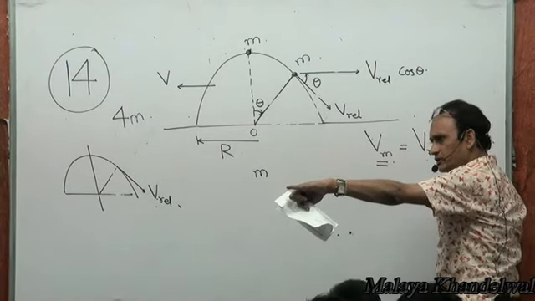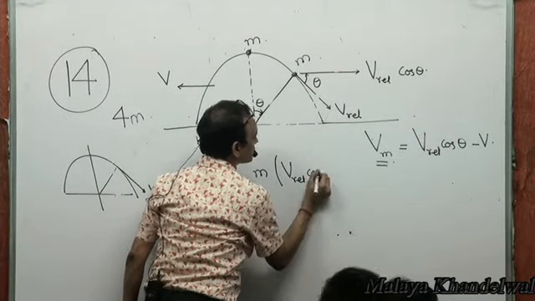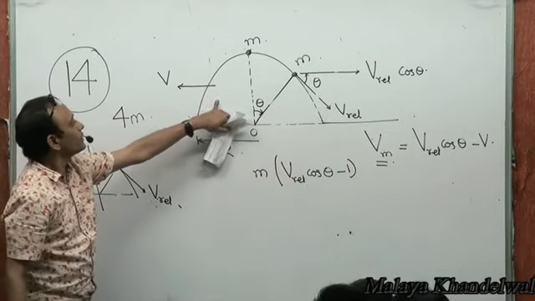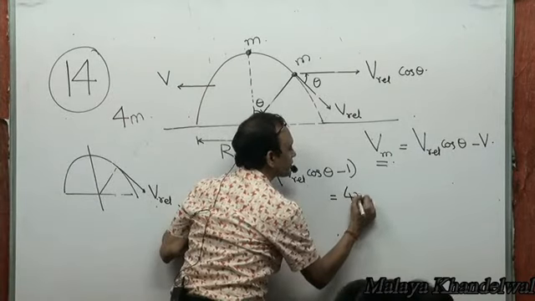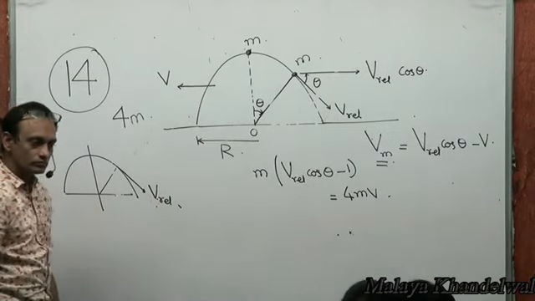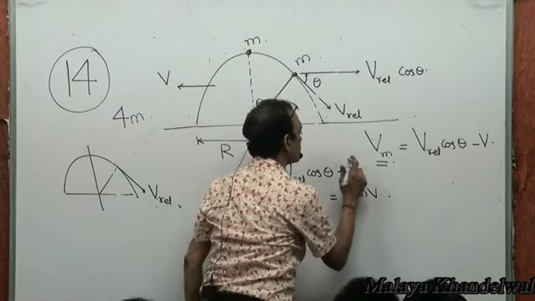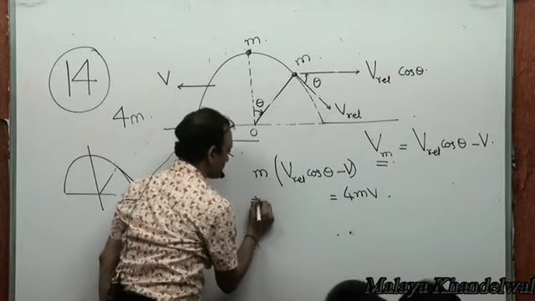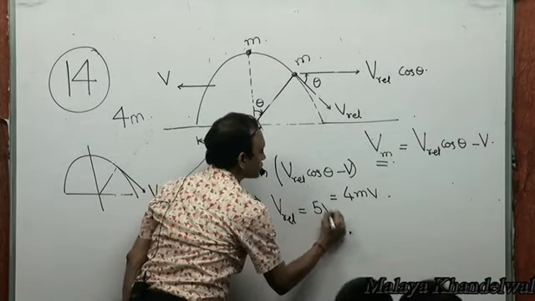Got me? M into vrel cos theta minus v, which is the absolute velocity of the particle rightwards, must be equal to the linear momentum of the hemisphere leftwards, which is 4mv. Yes or no? So vrel cos theta minus v equals 4v. Sorry. So this gives me vrel equal to 5v by cos theta.